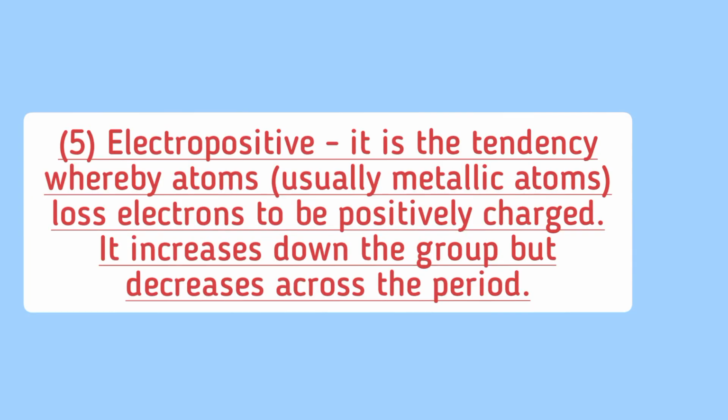So now we go to number 5, electropositivity. It is the tendency whereby atoms, usually metallic atoms, lose electrons to become positively charged. It increases down the group but decreases across the period. Let's go to the next slide.